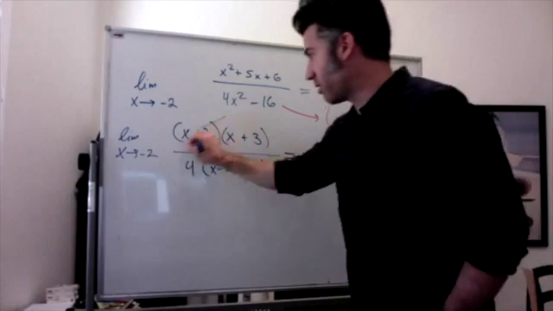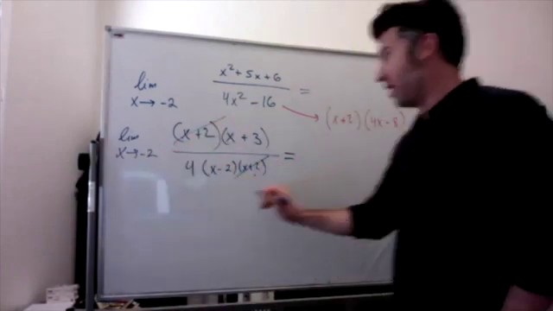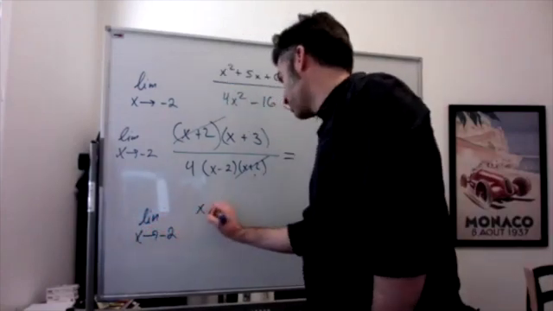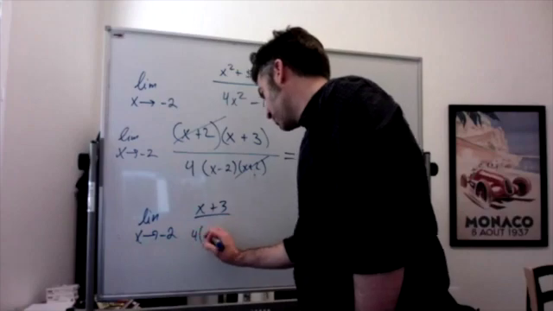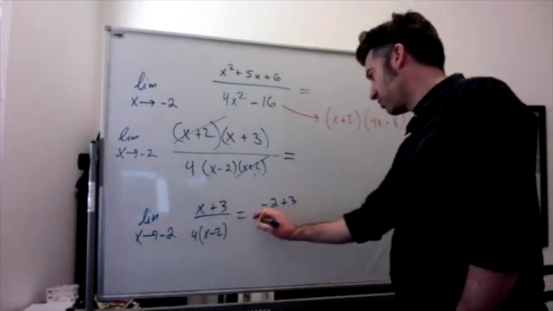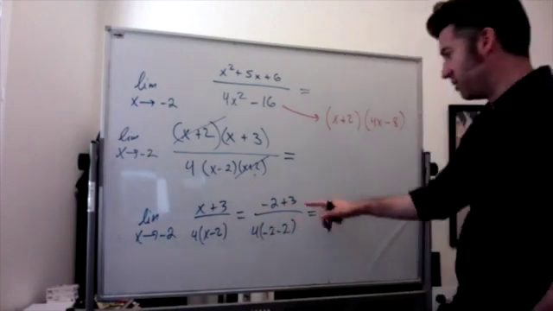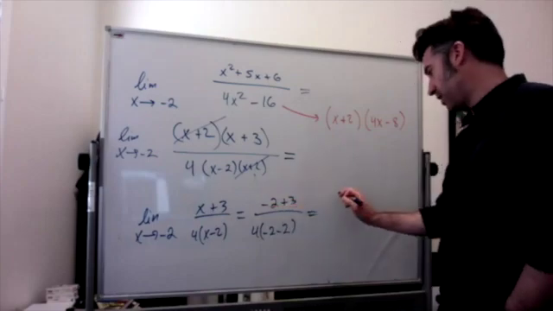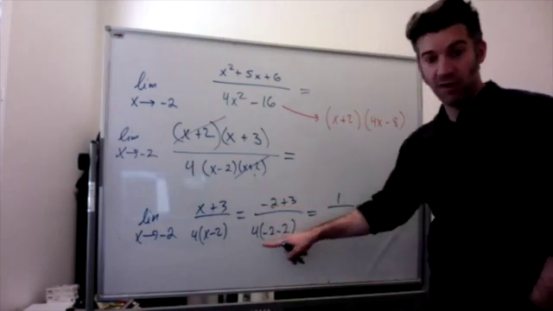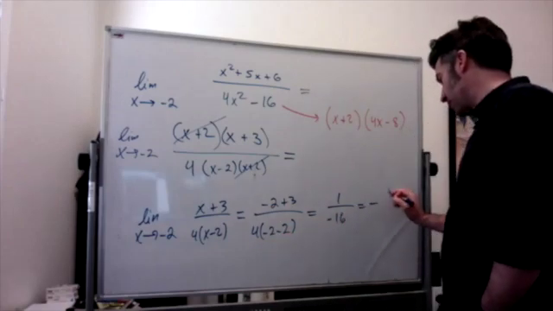Okay, the things that are causing problems, like dividing by 0, are going to cancel. And then we're left with the limit as x approaches -2 of x plus 3 over 4 times x minus 2. Plug in -2, we get -2 plus 3 over 4 times -2 minus 2, which is -2 plus 3 is +1, and 4 times -2 minus 2 is -4. 4 times -4 is -16. So we do get -1/16.